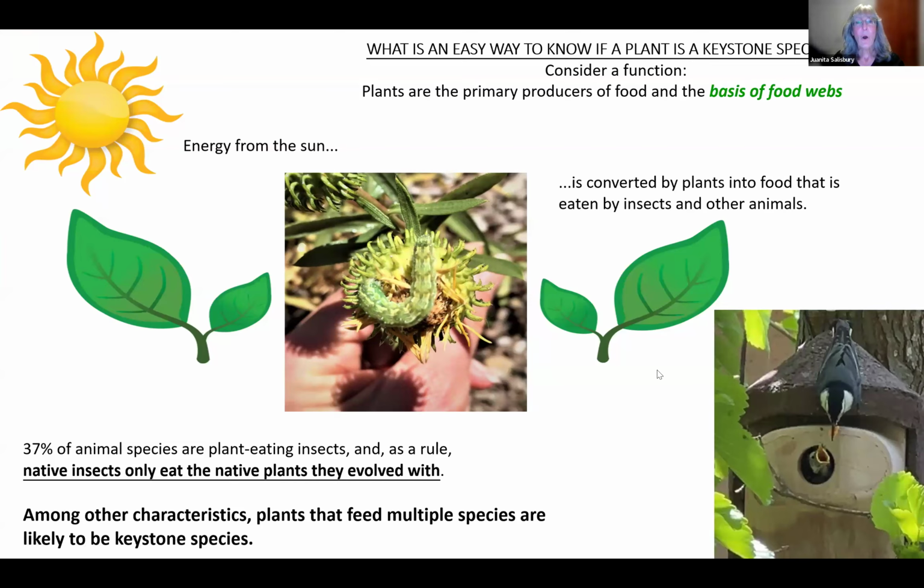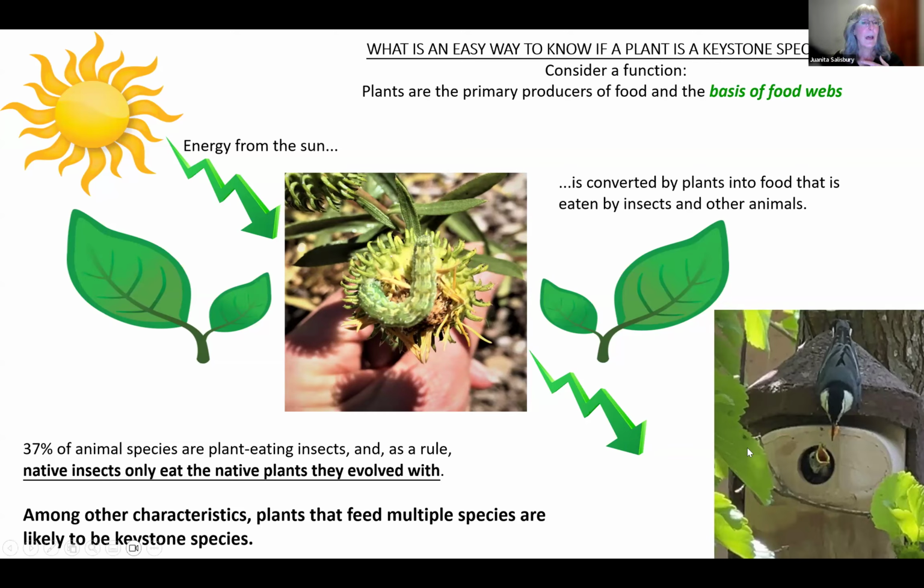And so how to tell? One easy way to know is to consider the function of those plants. And here we have a nice animation. Energy from the sun is used by plants, that's eaten by insects, and that energy then ends up in little birds, little baby birds. And this is actually a picture from my own backyard. This last spring, we had a beautiful family of nuthatches, and they were happily fed. But basically, plants are the primary producers of food and the basis of food webs.